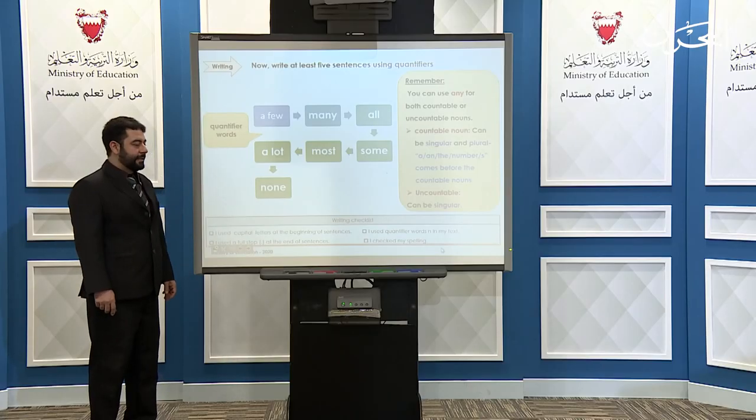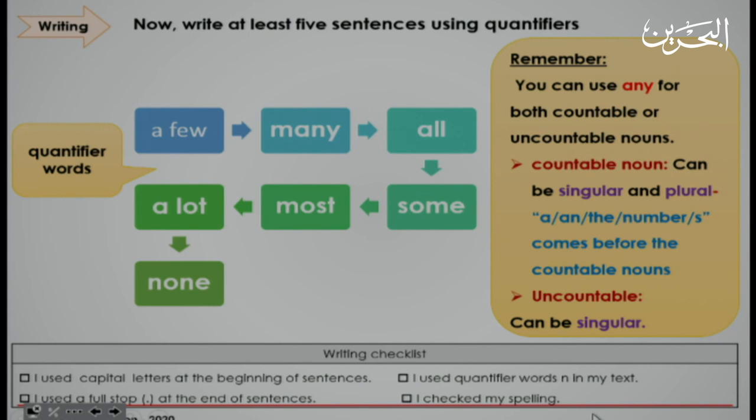All right, let's take a look at the checklist. You should have capital letters at the beginning of the sentences. Use quantifier words in your text. Use a full stop at the end of sentences and check your spelling.